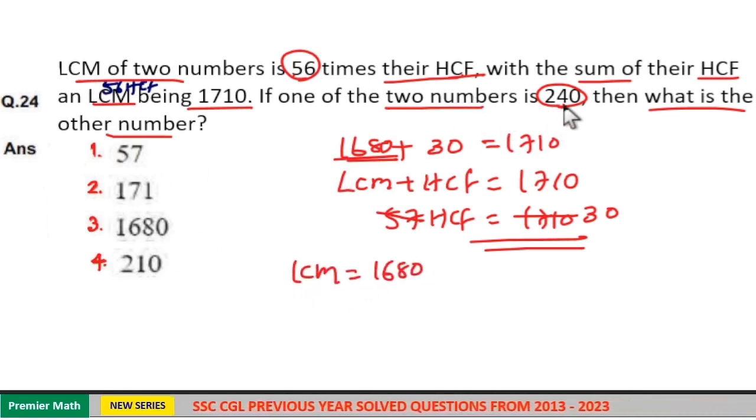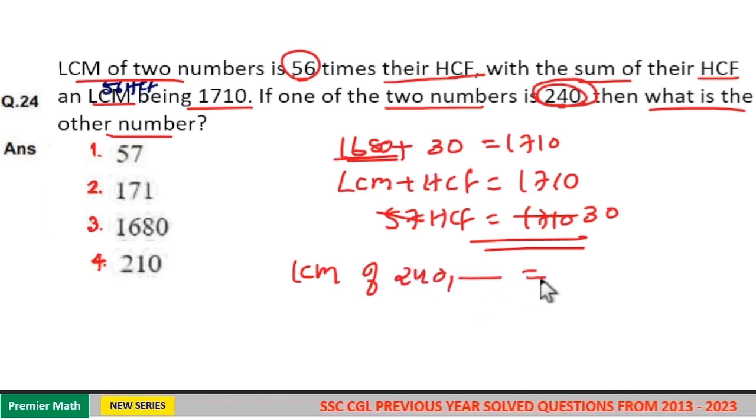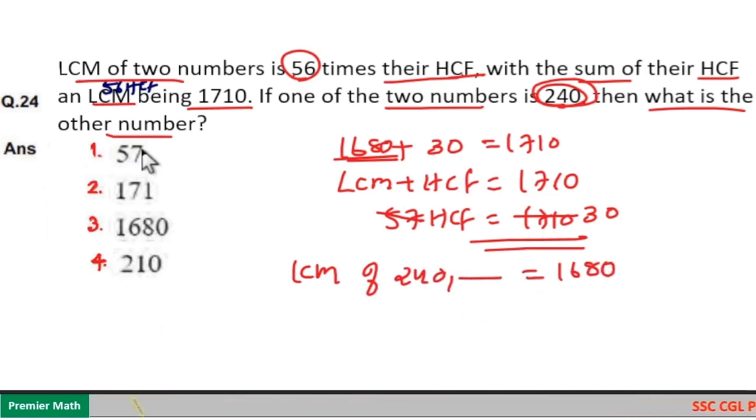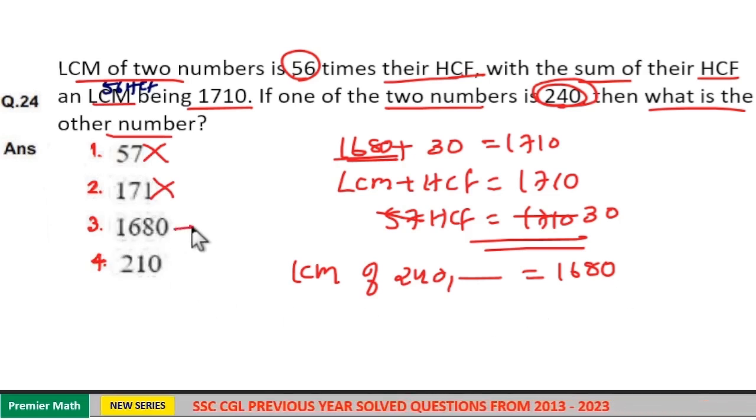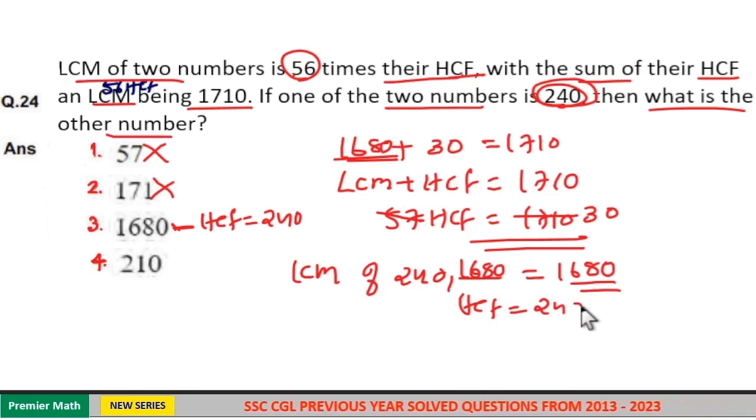LCM of two numbers, that is one number is 240, LCM of 240 and the other number is 1680. If you look at this, 57 is not a multiple of 1680, 171 is not a multiple of 1680. Here if you check 1680, its HCF is 240 because LCM of 1680 and 240 is 1680. But if you take HCF of these two numbers is 240 because 240 is a factor of 1680. 240 goes 7 times in 1680. So your answer is option 4.